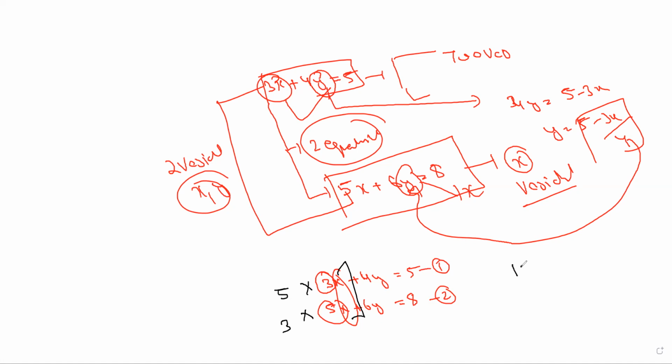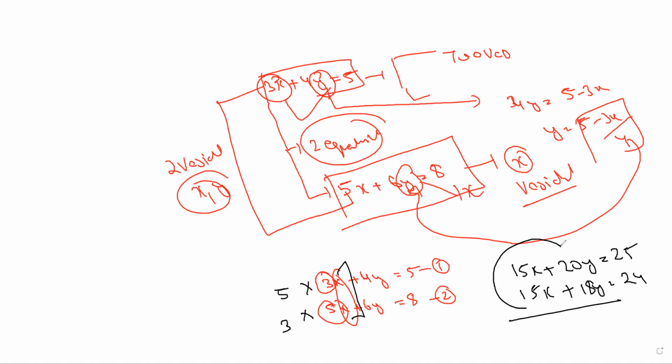Once you do that, you'll be getting 15x plus 20y is equal to 25. And here you will be getting again the same thing, 15x plus 18y, that is equal to 24. Now you can see the coefficients of x are equal, so you can subtract it. Once you do that, you can easily find the value of y. This thing is clear to everyone, right?